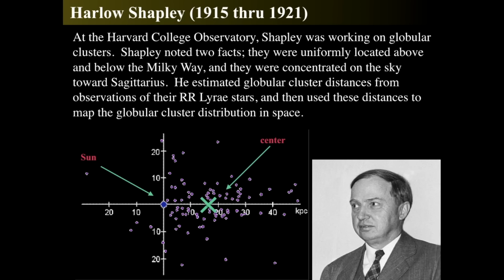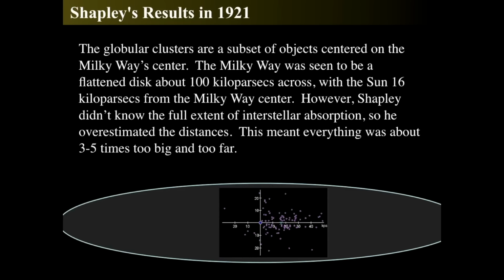It's really quite distant. But again, he had problems with interstellar reddening. So he overestimated the distance. But still, that gave us a good distance to the center of the distribution of the globular clusters. Now, taking his results into account, it makes the Milky Way look to be about 300,000 light years across, or 100 kiloparsecs across. The sun's about 16 kiloparsecs, or 50,000 light years from the center. He didn't know the full extent of interstellar absorption, so he overestimated distance. It meant everything that he said was bigger was too big and too far.